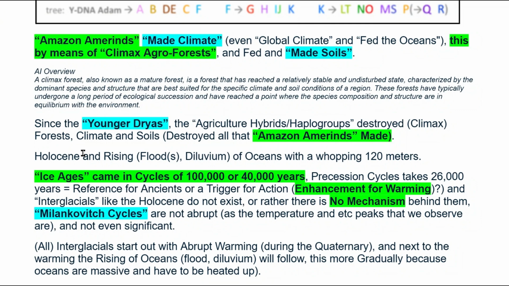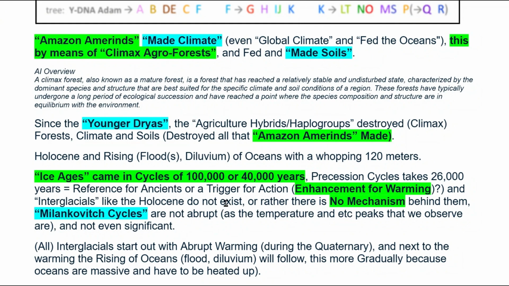And because it's warming, gradually the oceans will warm, the water will expand, also ice will melt, and the oceans will rise a whopping 120 meters, somewhere between 12,000 years. That's already a maximum. It starts earlier, but let's say between 12,000 and 5,000 years ago.